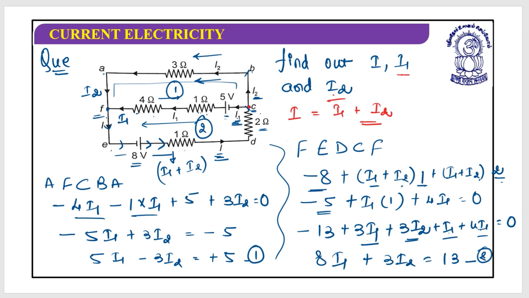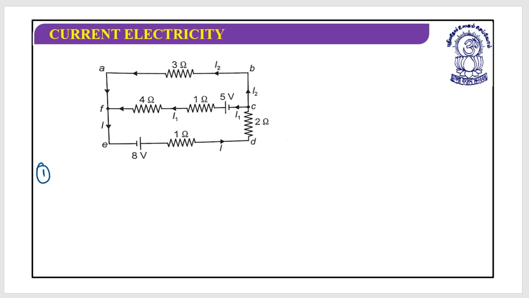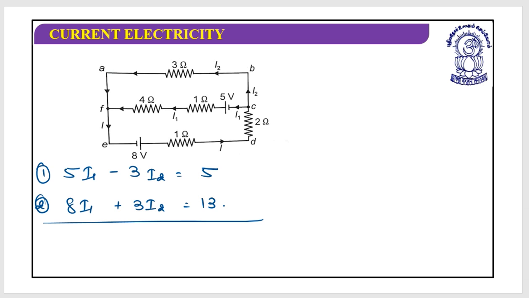So we have two relations, and we have two unknowns. Let's just try to get it done. The first relation was 5I1 minus 3I2 equals 5, and the second relation was 8I1 plus 3I2 equals 13. If I add these, 3I2 can be cancelled out. This is 5 plus 8, this is 13 of I1, that should be equal to 18. That means I1 should be equal to 18 by 13.